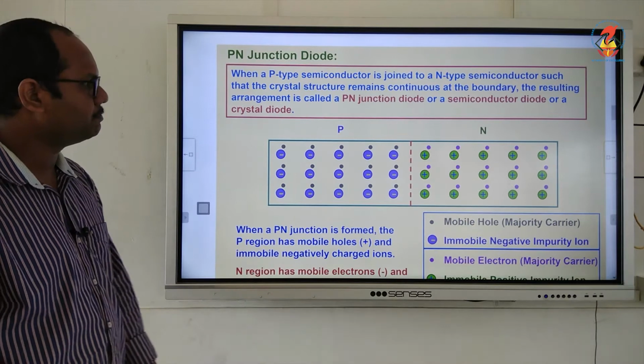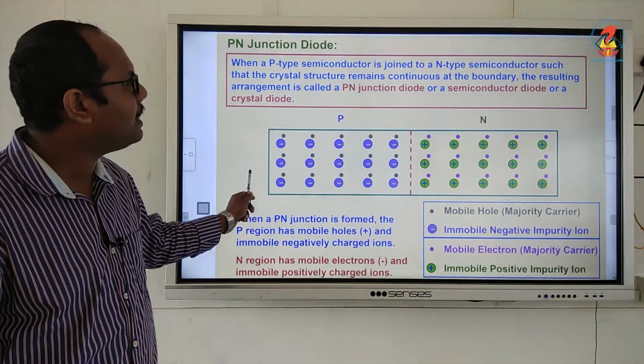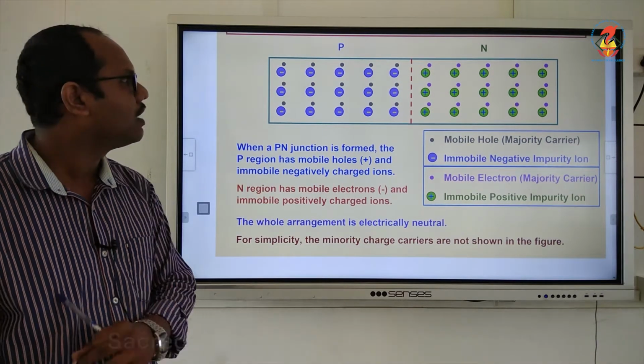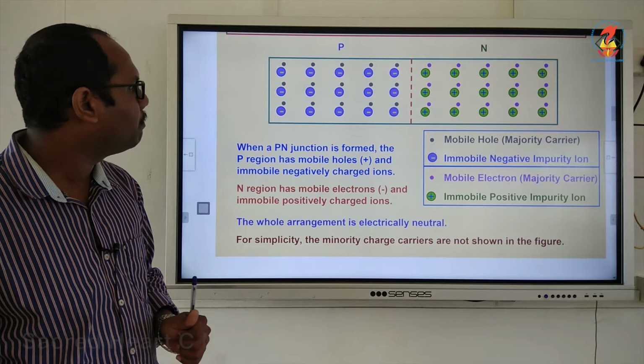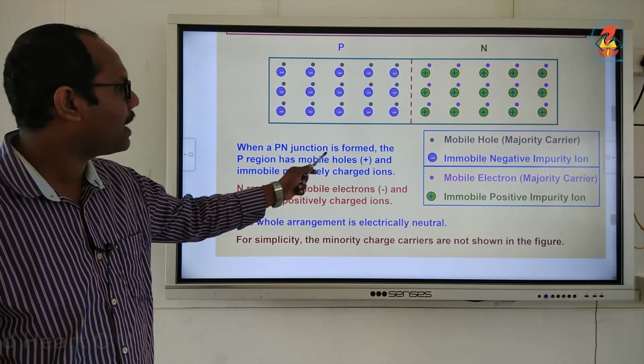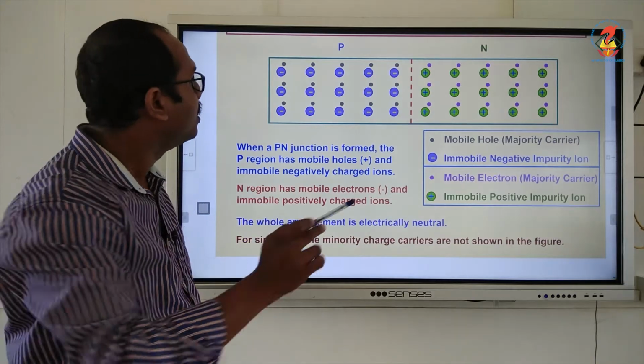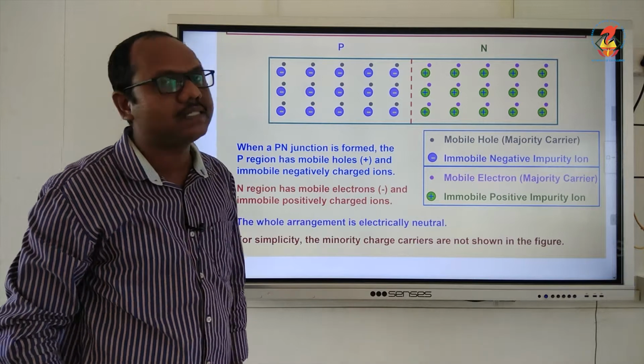Now, look at this figure. We are going to study what happens when a PN junction is formed. When a PN junction is formed, the P region has mobile holes and immobile negatively charged ions. So, this is the P region. That is why I have put the negative sign in the circle. They are immobile, they can't move. But the grey colored dots are holes, and they can move.